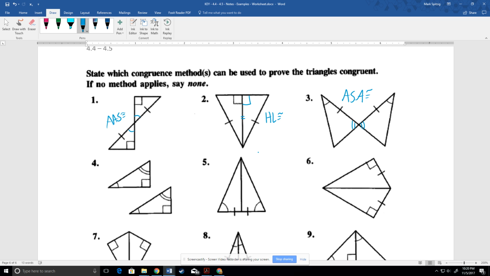In this case, we have angle, angle, angle, which doesn't prove anything. So I'm just going to say angle, angle, angle, but not enough information. In this case, once I mark the reflexive side, we have angle, side, side, or side, side, angle, which doesn't prove anything. So that would be side, side, angle, right, which doesn't prove anything. So not enough information.